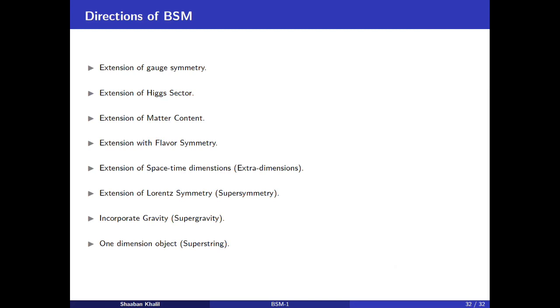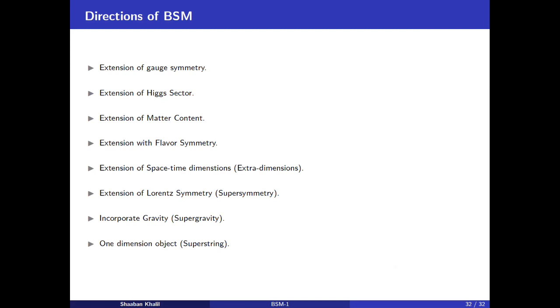You could extend the space-time when you go to extra dimensions. You could extend the local symmetry, space-time symmetry. You go to supersymmetry. Supersymmetry is not an ad hoc assumption. It is really taking 4-dimensional space-time to another extension with some fermionic degrees of freedom, and this is called supersymmetry.